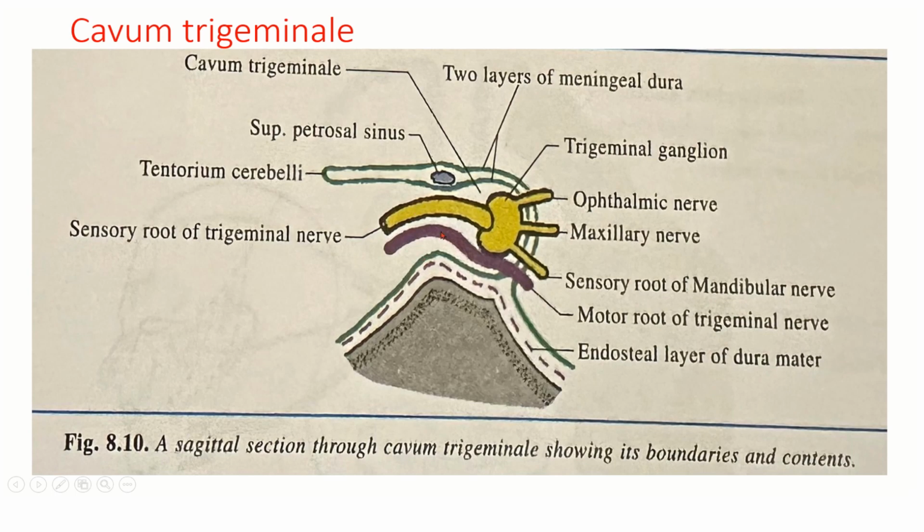You can see here, this is the mouth of the cavum trigeminale, which is transmitting the sensory root and motor root. You can see this is the meningeal layer which is projecting into the middle cranial fossa from posterior cranial fossa. So that is why roof is having the two meningeal layers, whereas floor is having meningeal and endosteal layer.